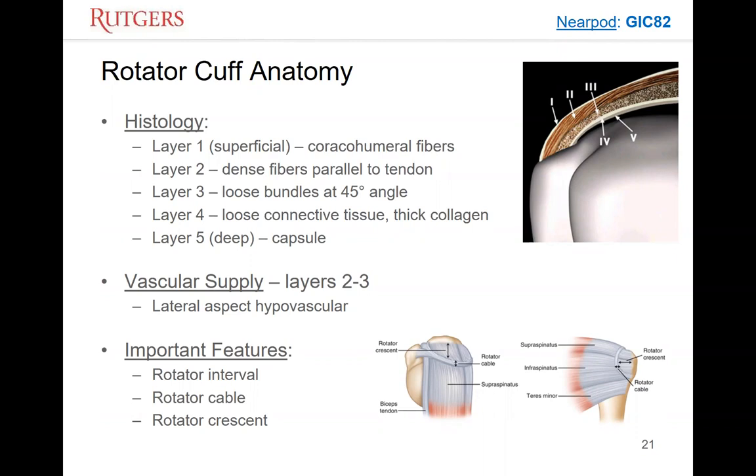And some important features of the cuff include the rotator interval, which is composed of the capsule, long head biceps, superior glenohumeral ligament, and coracohumeral ligament that bridge the gap between supraspinatus and the subscap. The rotator cable is a thick bundle of fibers that runs along the avascular zone and spans the insertions of the supraspinatus and infraspinatus. And the rotator crescent is the sheet of tendon distal to the cable, inserting onto the greater tuberosity.